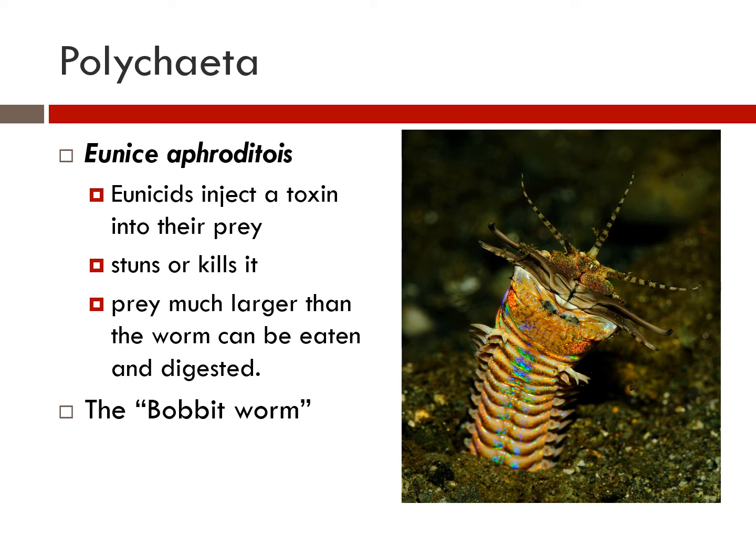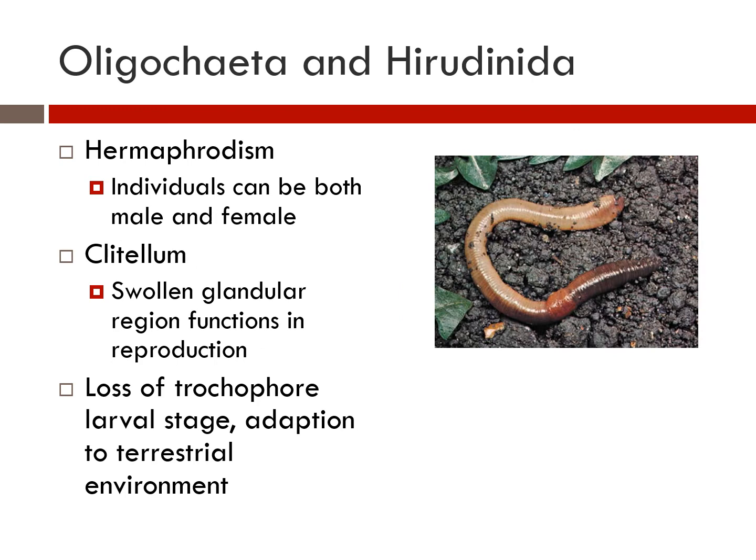All right, I've posted a couple of videos. This is probably one of my favorite polychaetes, commonly called the bobbit worm, Eunice aphroditois. It injects toxin into its prey, stunning or killing it. Just watch the videos, it's super cool. It's also called a sand striker, but they're very lovely and terrifying.